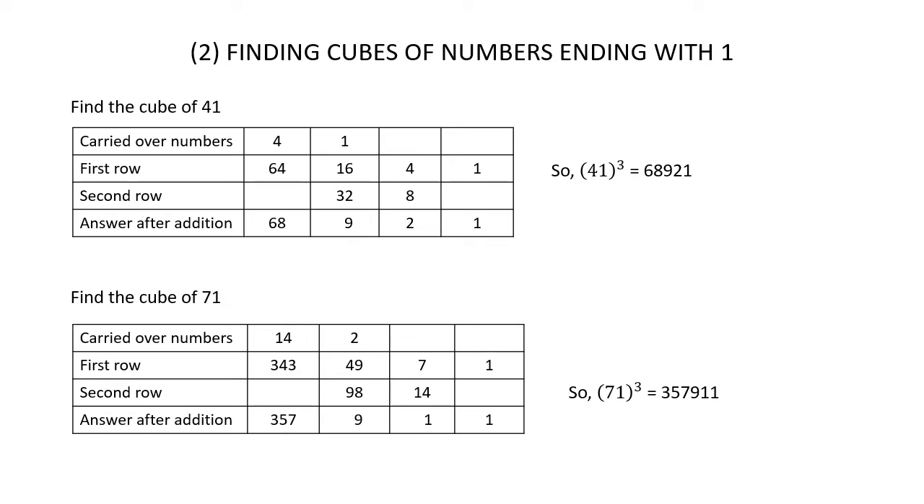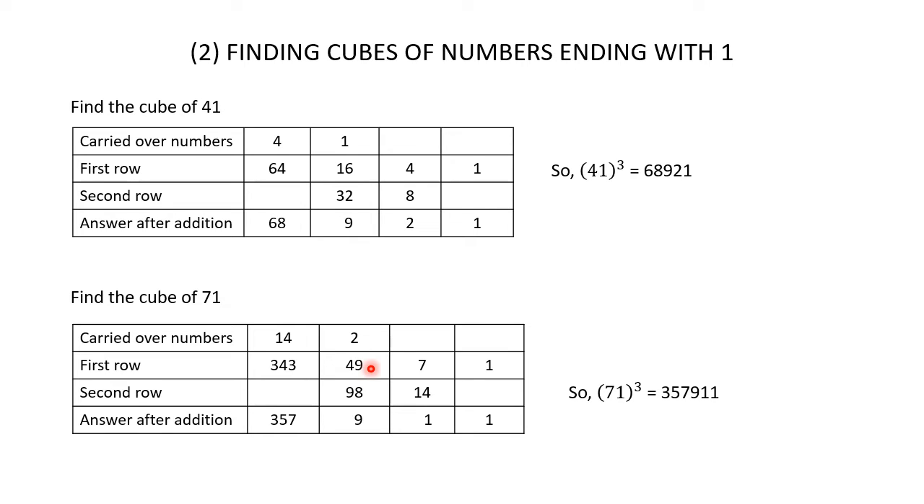Let's look at another example. Find the cube of 71. Since 71 ends with 1, write the digits of 71 in the third and fourth column. So write 7 and 1 in the third and fourth columns. Square of 7 is 49. So write 49 in the second row. 7 cubed is 343. Write 343 in the first row. So now you have 343, 49, 7 and 1 in the first row.